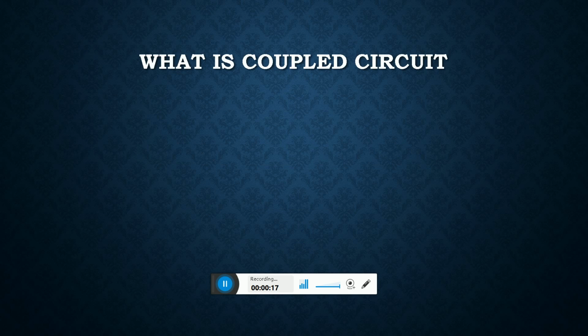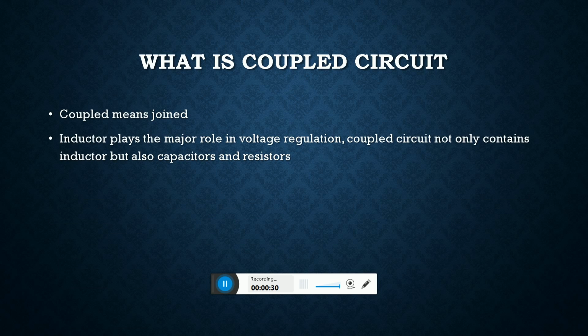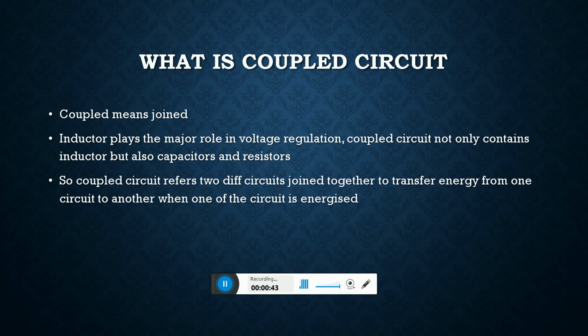Okay, let's start. What is meant by a coupled circuit? Coupled means joined. When two circuits are joined together to transfer energy, it is called coupled. Inductor plays the major role in voltage regulation. A coupled circuit not only contains inductors, but capacitors and resistors are also connected in the circuit. So a coupled circuit refers to two different circuits joined together to transfer energy from one circuit to another when one of the circuits is energized.